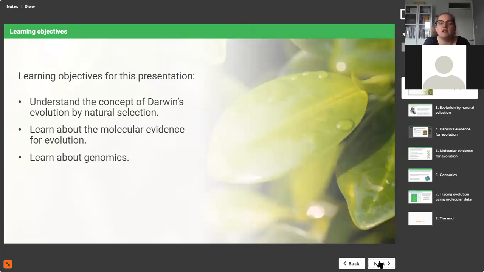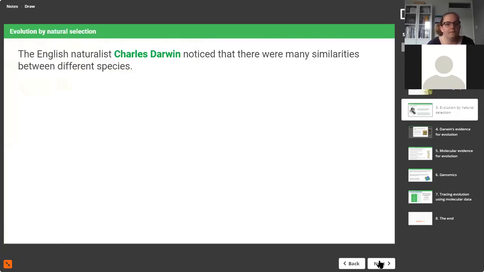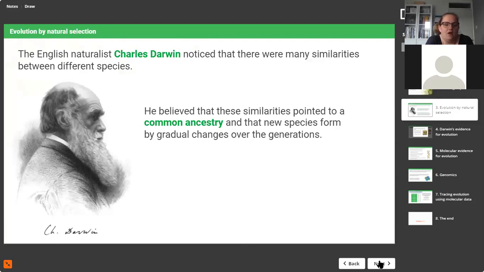So looking at genetics and genomics and seeing how they work together to give some evidence for evolution. Basically, Charles Darwin, you've done about him at GCSE and before, he was a naturalist, and he spent a lot of time out in the Galapagos Islands, and he would observe animals.